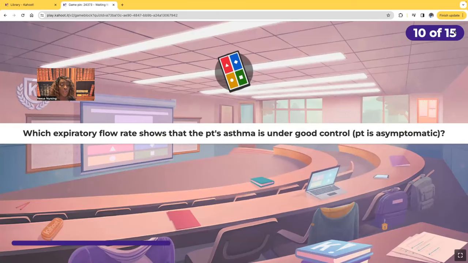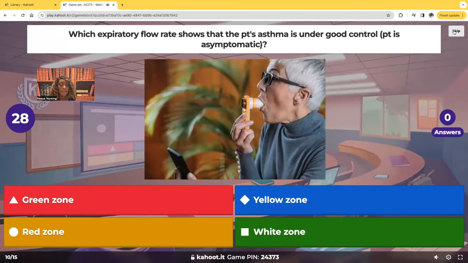All right. Which expiratory flow rate shows that the patient's asthma is under good control? Meaning the patient's asymptomatic. Would it be the green zone, the yellow zone, the red zone, or the white zone?